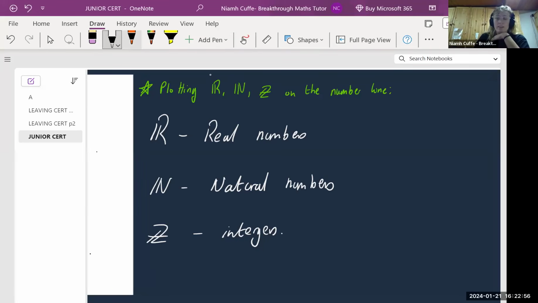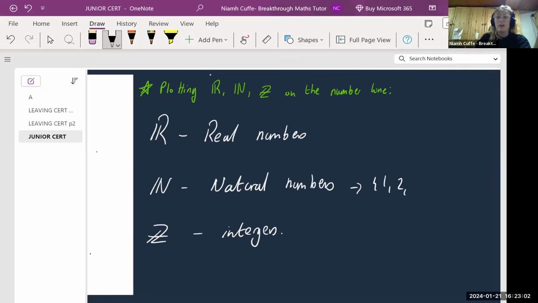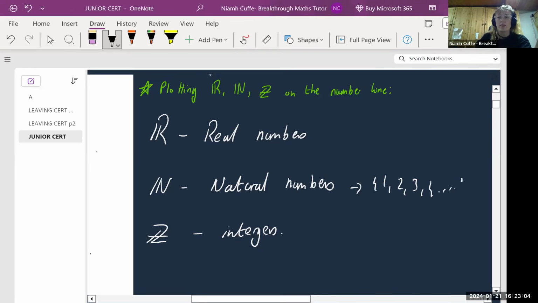Natural numbers, guys, these are, as the name suggests, your counting numbers. 1, 2, 3, 4, 5, 6, and so on. The natural numbers that we see in everyday life. Okay, counting numbers.